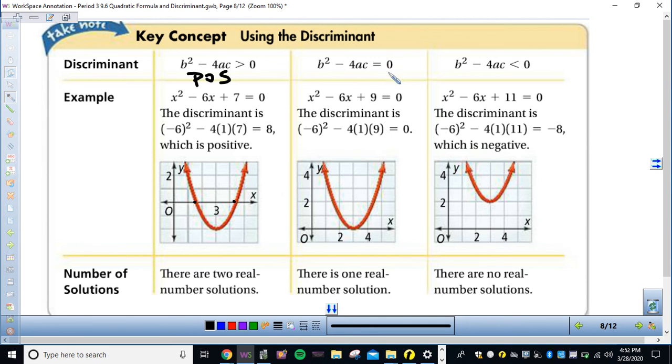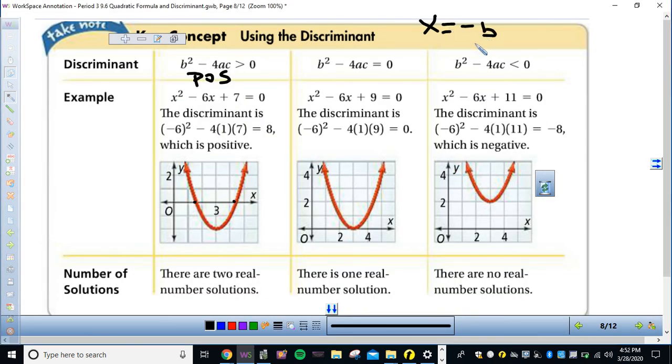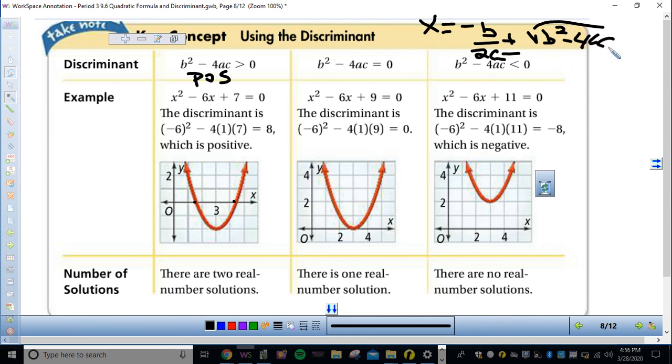If it's 0, what happens is that whole fraction cancels. Let me write the quadratic formula up here: x equals negative b over 2a, plus or minus the square root of b squared minus 4ac, over 2a. So when the b squared minus 4ac is 0, this entire fraction cancels out, and this is our one answer. So the parabola is going to come down and touch the x-axis and pop right back up. It could also come from the bottom, touch the x-axis, and go back down.